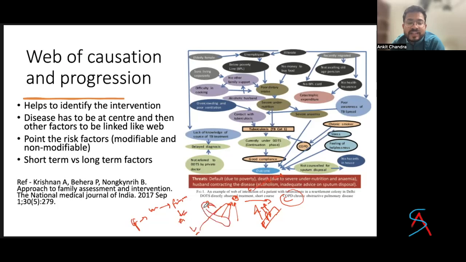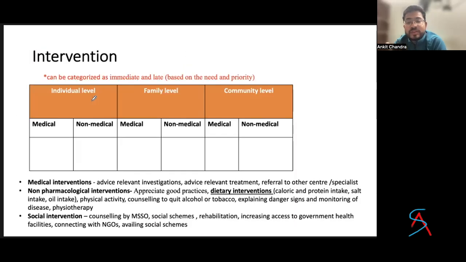So all these risk factors we want to identify, and then among these risk factors we will identify which can be intervened by you or by your team. So this is very, very important. We try to give equal marks for the history presentation, the examination, the family diagnosis and web of progression, and then intervention.